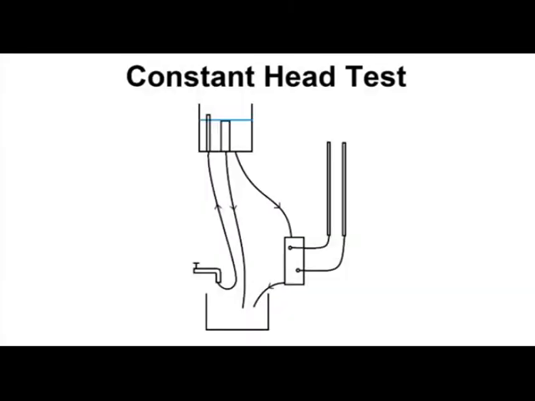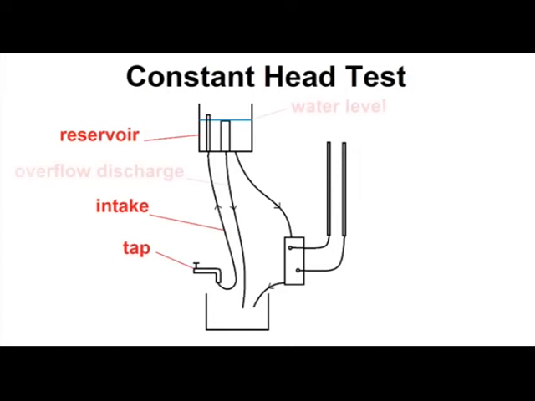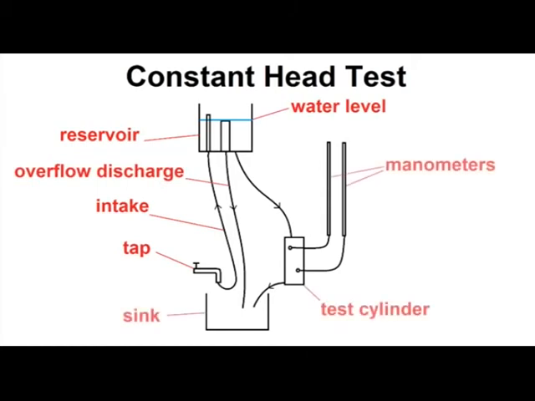This is the apparatus for the constant head test. Connected to this reservoir are 3 lines: an intake which is connected to a tap and will keep filling our reservoir, a discharge line which will take extra water out of the reservoir and keep the water level constant, and a line with a valve which connects to the test cylinder.